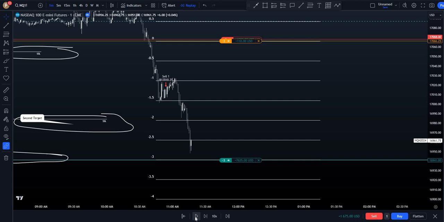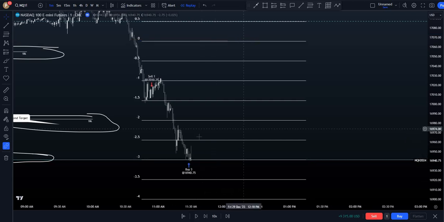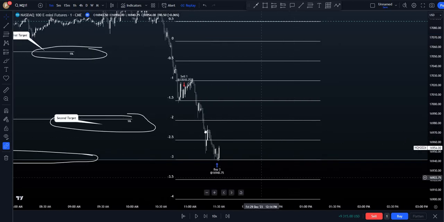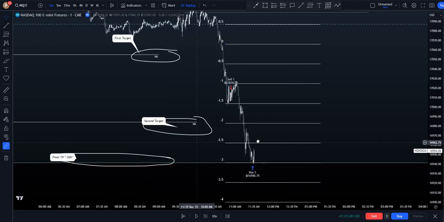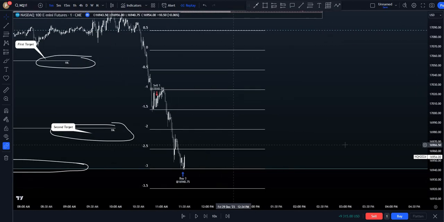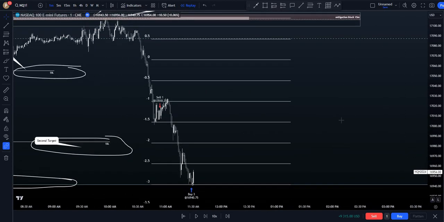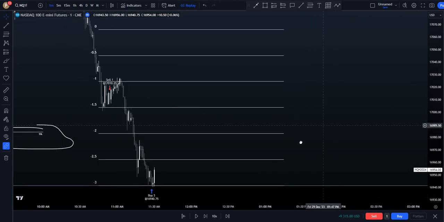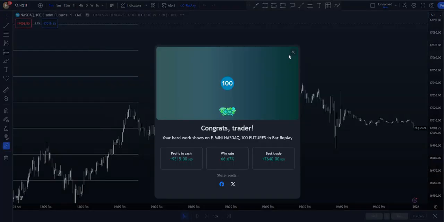So there weren't a lot of scaling opportunities today based off of the fact that we did not come back up for a retracement back into any fractals, basically. But yeah, that was today's trading.